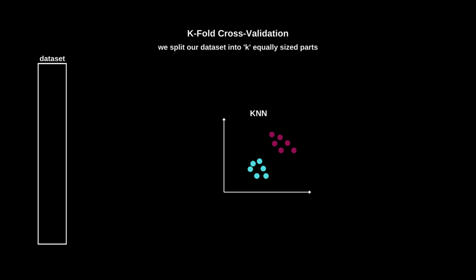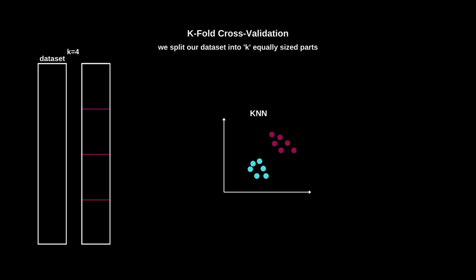So picture this. We split our dataset into k equally sized parts. Suppose k is 4 here. So we divide the data into 4 folds. Each fold has 5 rows. Then we train and test the model in such a way that each time we use one fold for testing and the other folds for training.